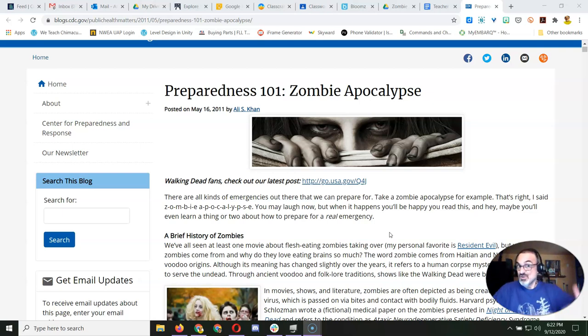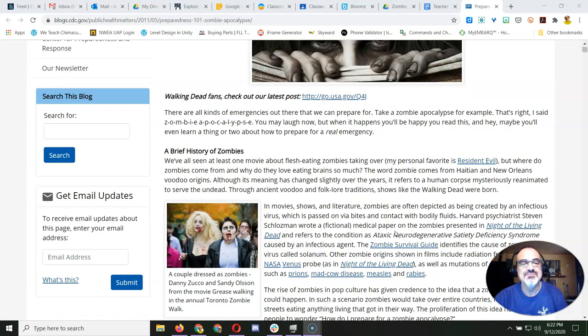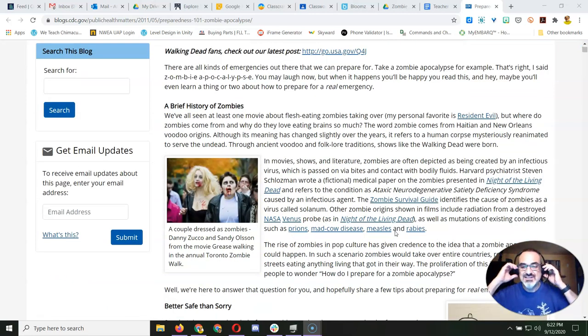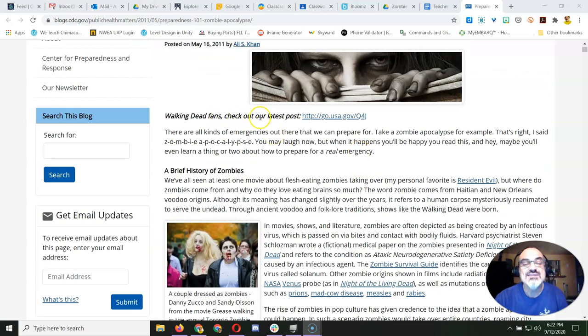But if you want to go the zombie route, you could do an example blog post like this CDC webpage. And this one, they actually give some history and links to zombies. So if you're not familiar with zombies, this could teach you a little bit about them, just for fun. So let's look through here. Walking Dead fans, check out our latest post. So if you click on that, let's see what they've got here.